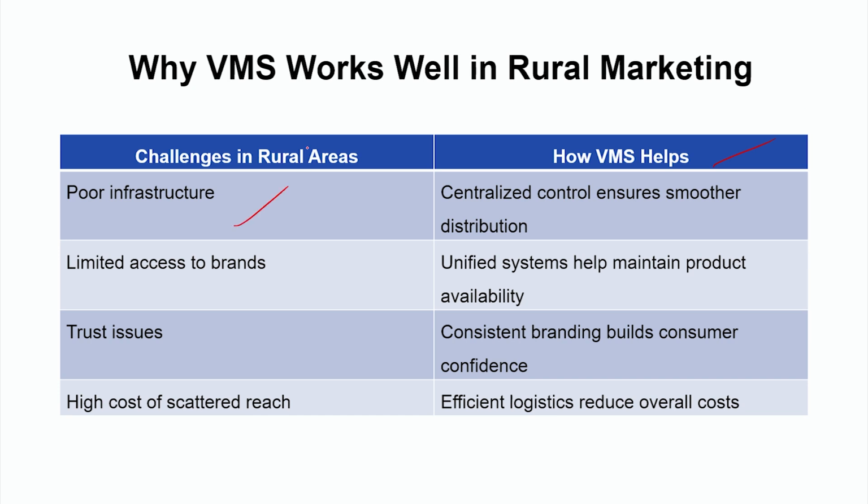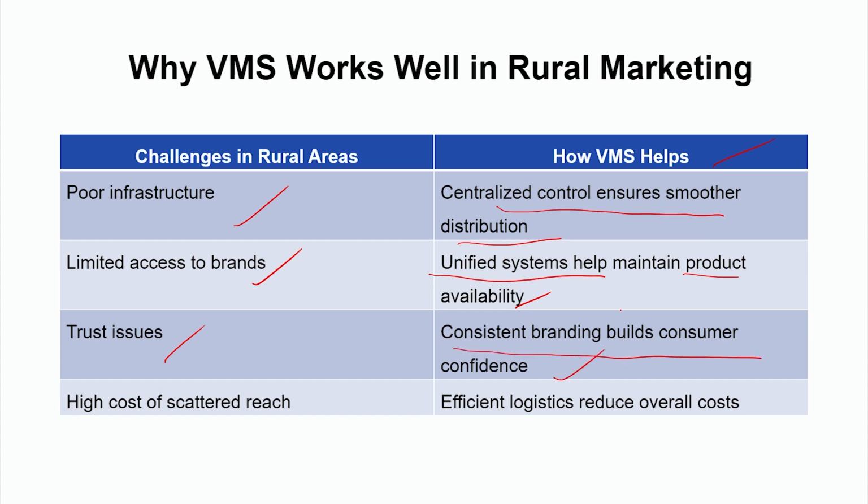First challenge is poor infrastructure. The solution is that centralized control ensures smoother distribution. We can make a centralization and ensure this smooth transfer of the products and services. Limited access to brands. What do we have to do? We have built unified systems which help to maintain product availability. Then we have trust issues. It is very, very important in the rural areas. What do we have to do?